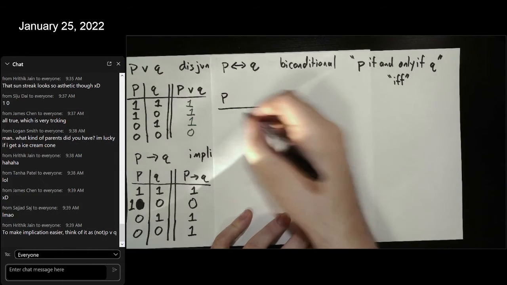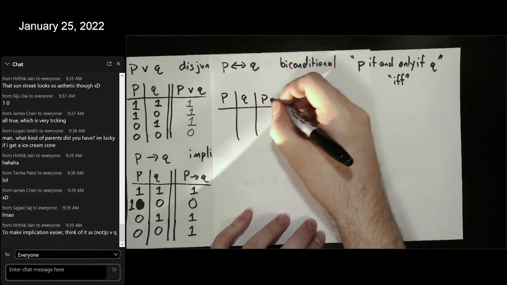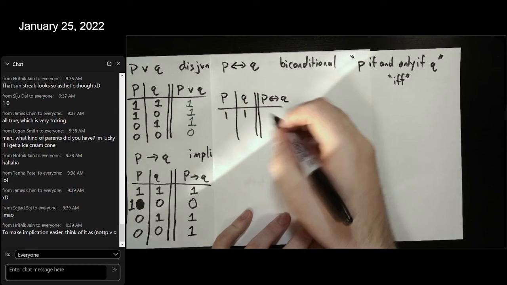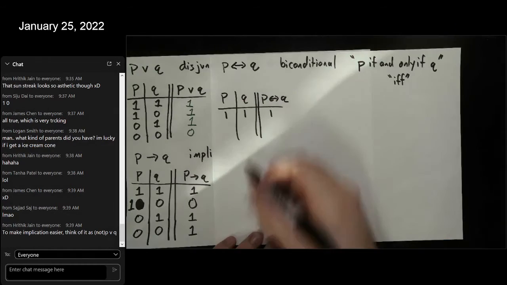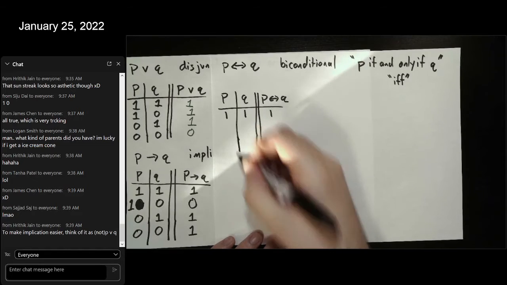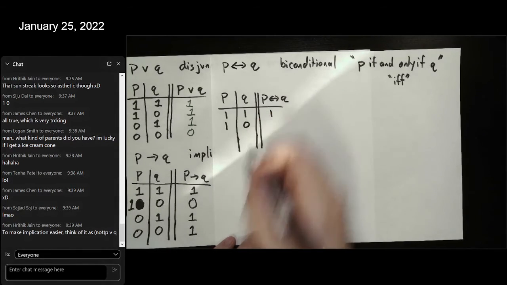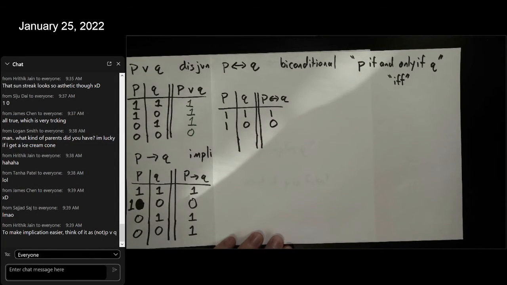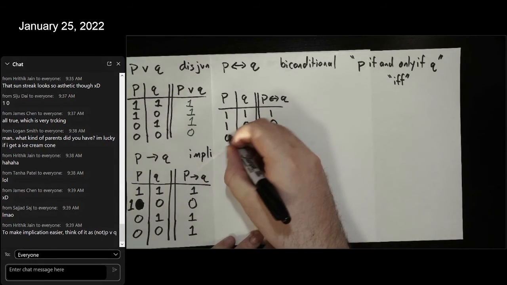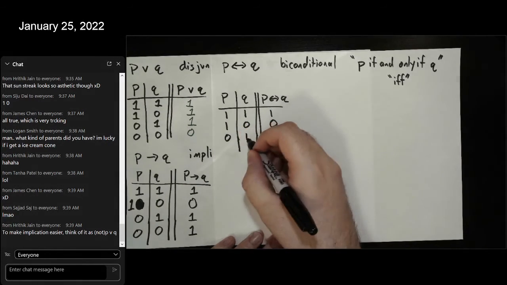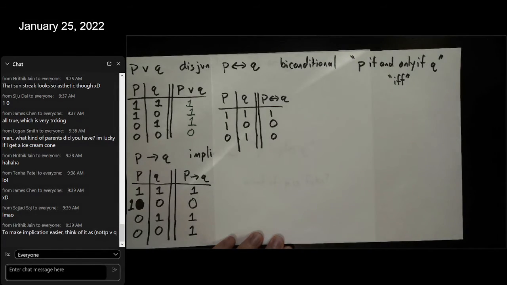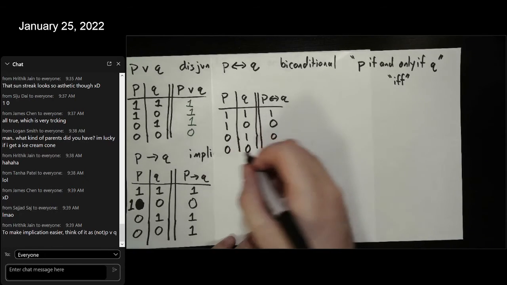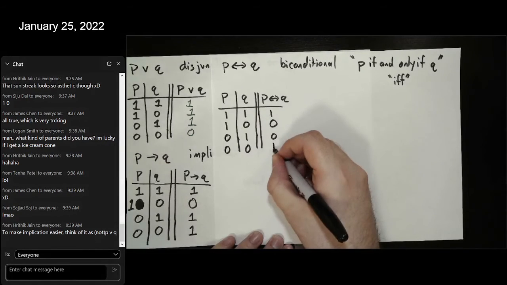So let's make a truth table for this one as well. P, Q, P if and only if Q. So if P and Q are both true, then P if and only if Q holds. If P is true and Q is false, well, P held up its side of the bargain, but Q didn't. So P if and only if Q does not hold. Same way, if P doesn't hold up its end of the bargain, but Q does, then I don't have P if and only if Q. They're not agreeing. But if neither holds up their end of the bargain, then this is true.